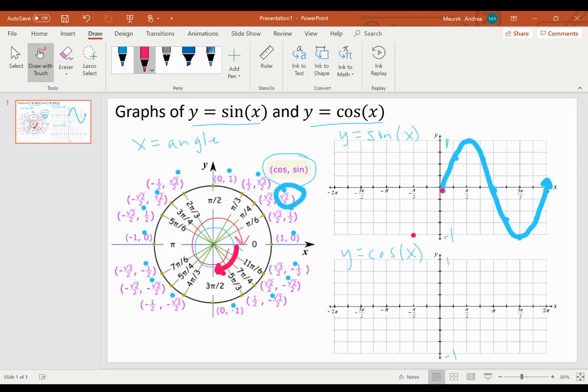And then continuing to negative pi, we're at 0 for sine. And then to negative 3/2 pi, we're up at 1. And then again, all the way to negative 2 pi, back to 0. And then those in-between points are still there. You can see them here and that one as well.